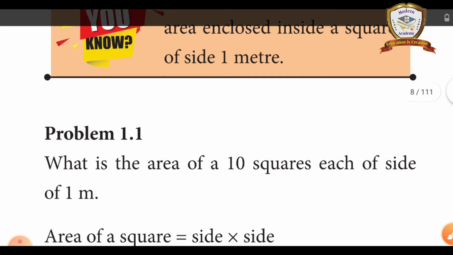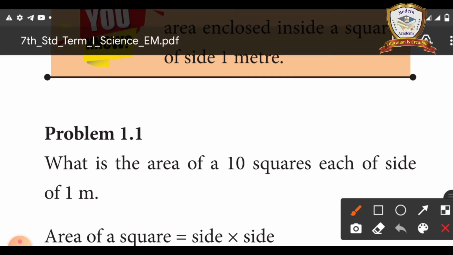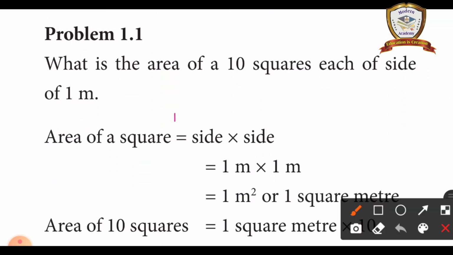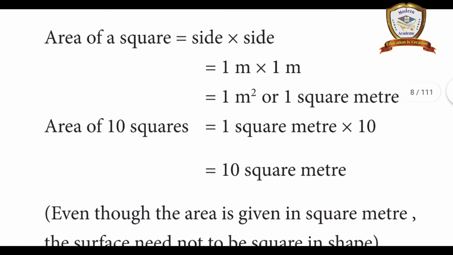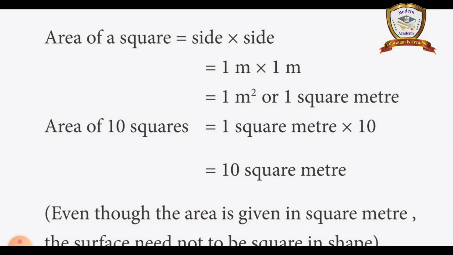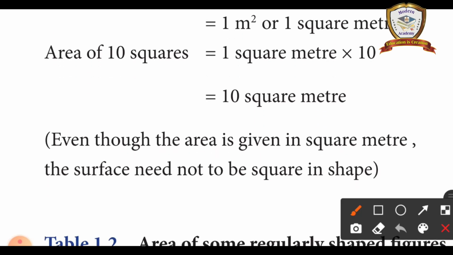Next, problem 1.1. What is the area of 10 squares each of side 1 meter? How can we calculate it? Area is equal to side into side, 1 meter into 1 meter, 1 meter square or 1 square meter. Next, area of 10 squares, 1 square meter into 10, so totally 10 square meter. Even though area is given in square meter, the surface need not be in square shape.